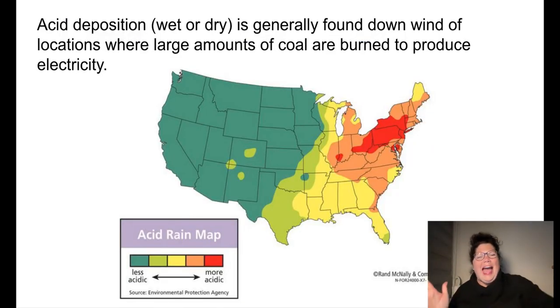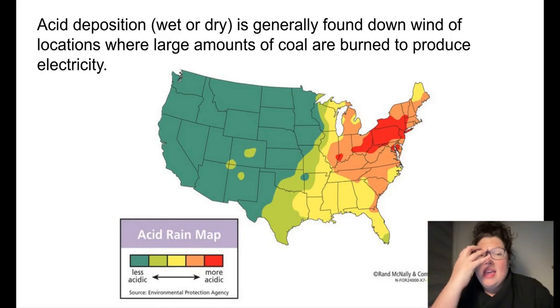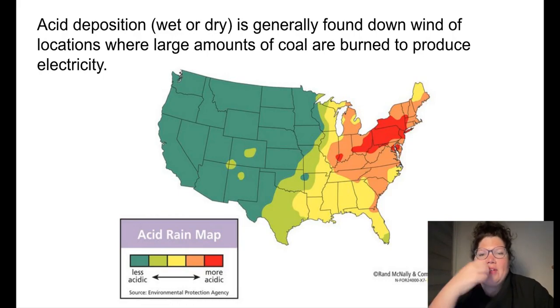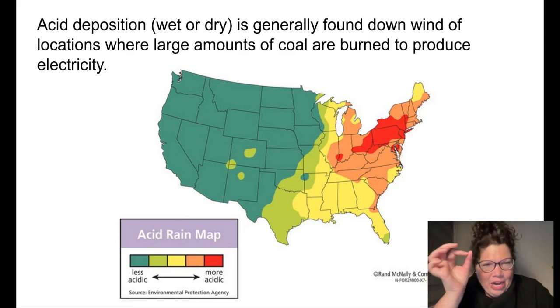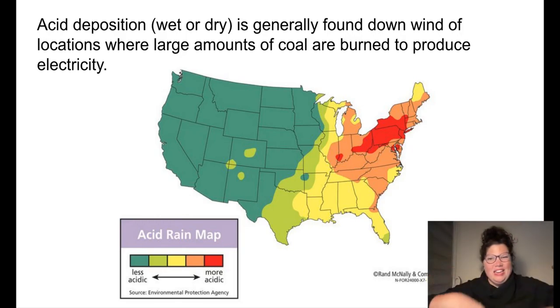Okay, so now let's look at how this has an impact. This acid deposition, whether it's wet or dry, is generally found downwind of locations where a lot of coal is being burned or there are a lot of electricity plants. The key area for this in the United States right now, which is important if you're looking at schools, is this area right here, around West Virginia, Ohio, and a little bit of Kentucky. There are a lot of coal power plants right here, releasing all these NO2s and SO2s in the air.